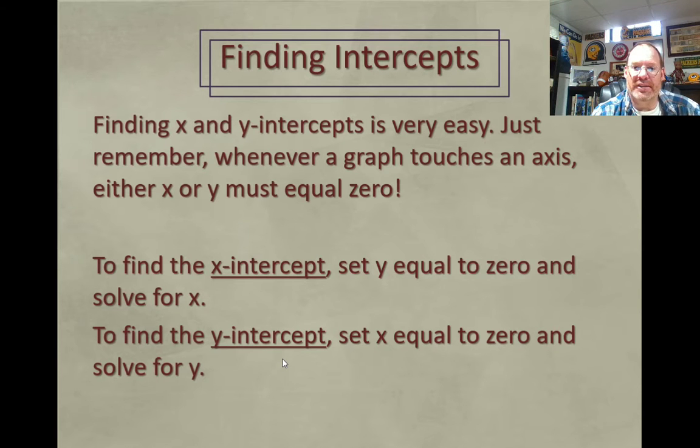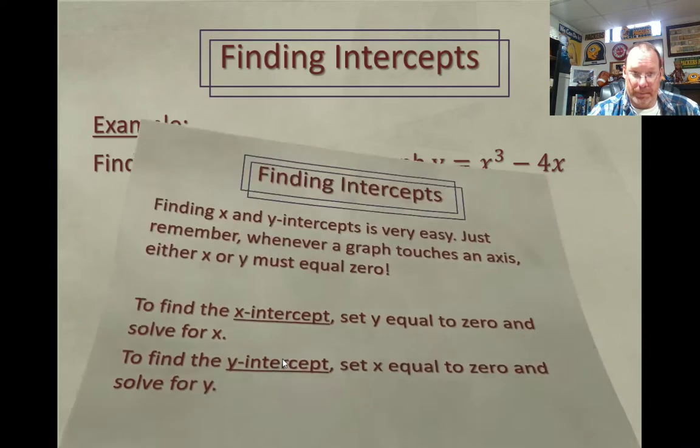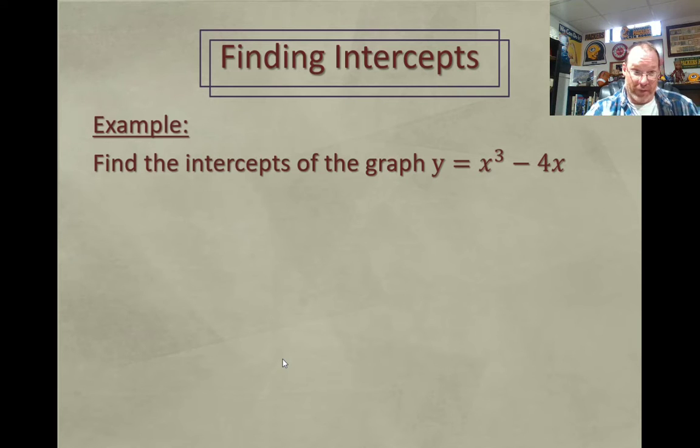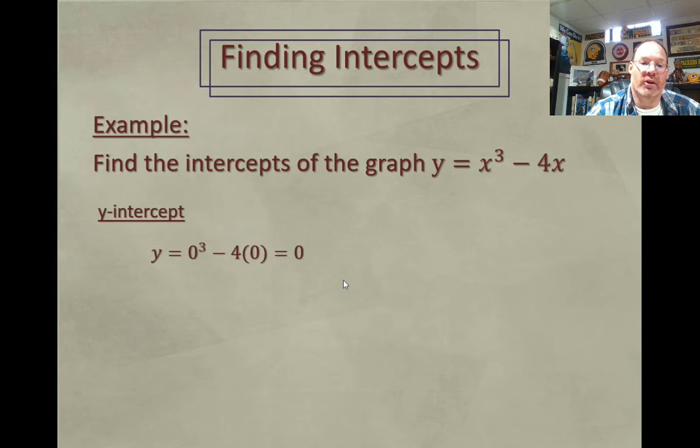All right, so let's try an example. We have an equation here, y equals x to the third minus 4x. First thing I'm going to do is plug 0 in for x so that I can find the y-intercept. And that's really easy. Every term on the right-hand side of that equation has an x in it. So when I plug 0 in for it, all I get is 0. So we know that the y-intercept is at 0, 0.